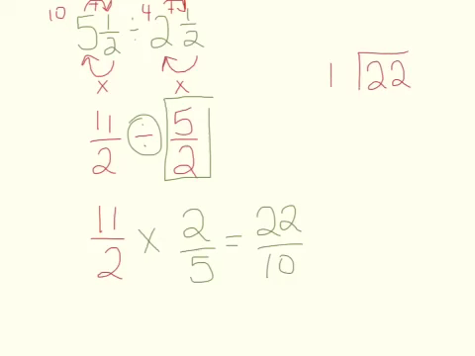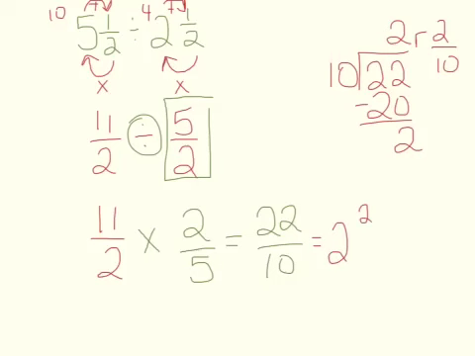22 divided by 10. 10 can go into 22 2 times. 10 times 2 is 20. 22 minus 20 is 2, so that's our remainder. So we have 2 and 2/10. And that will need to be simplified because 2 and 10 are both even numbers, so we know we can divide both of those by 2. And that will give us a final answer of 2 and 1/5.